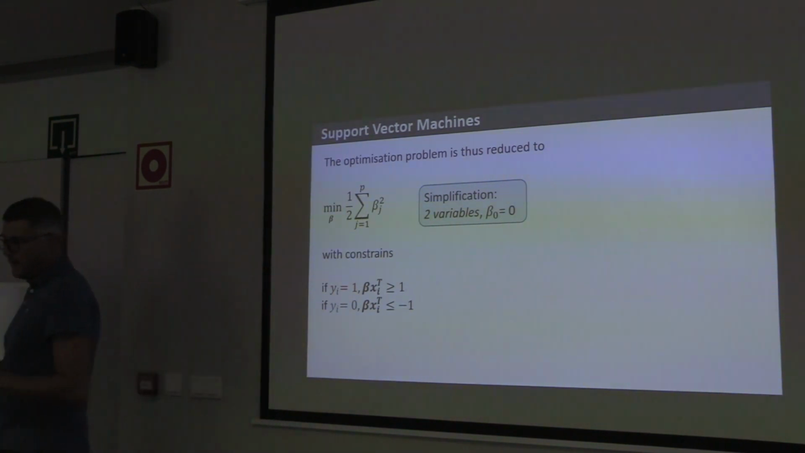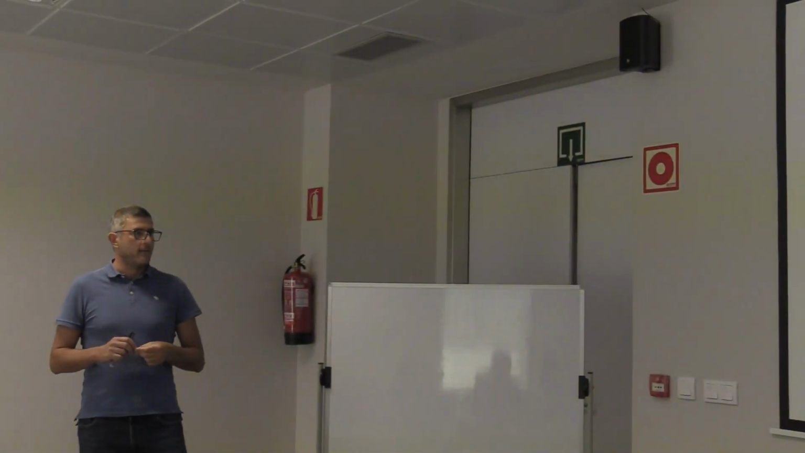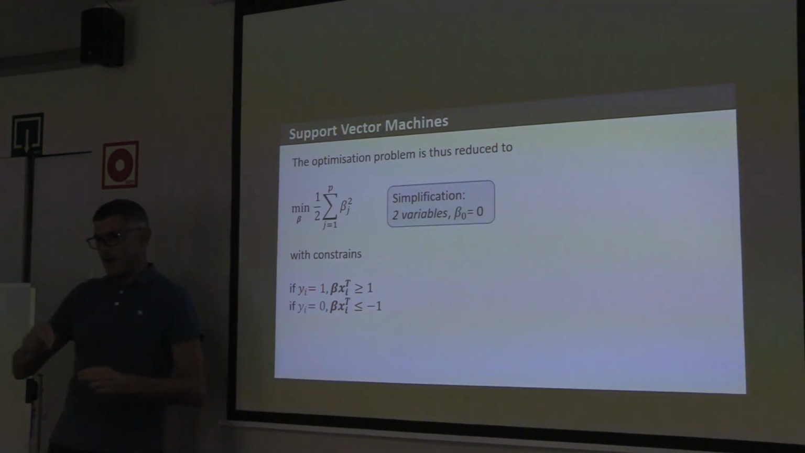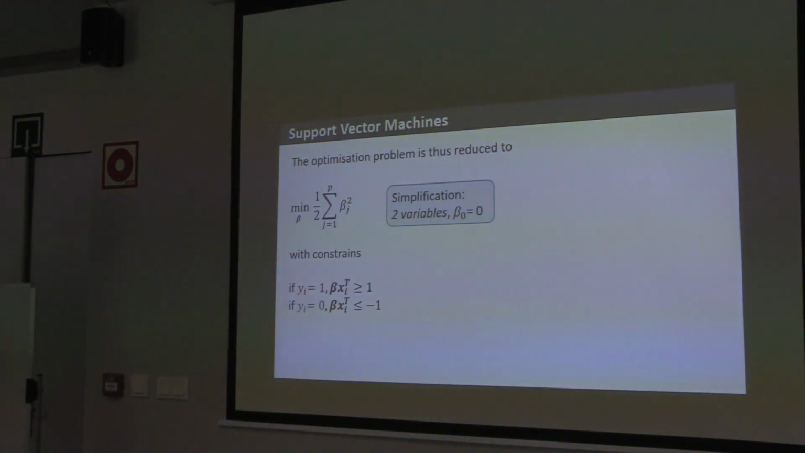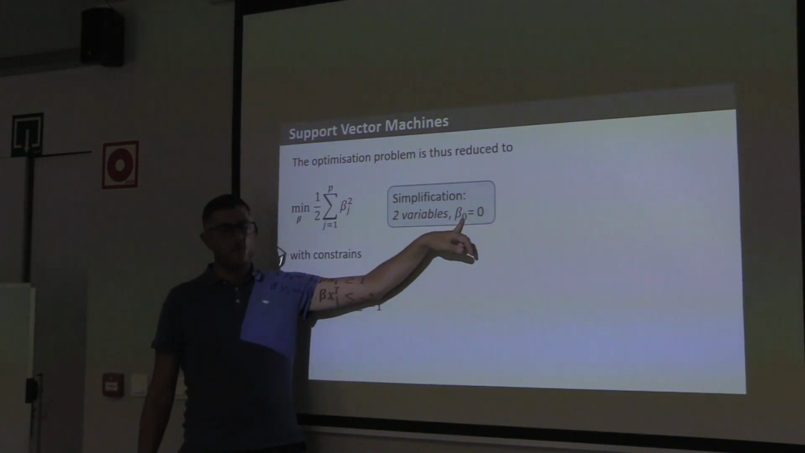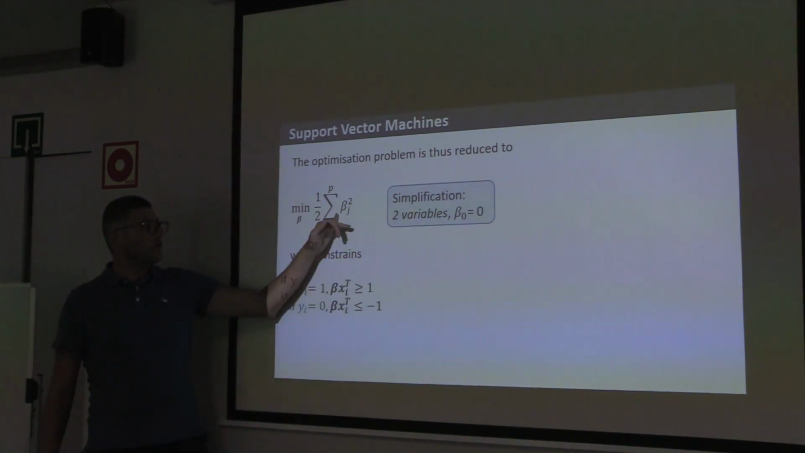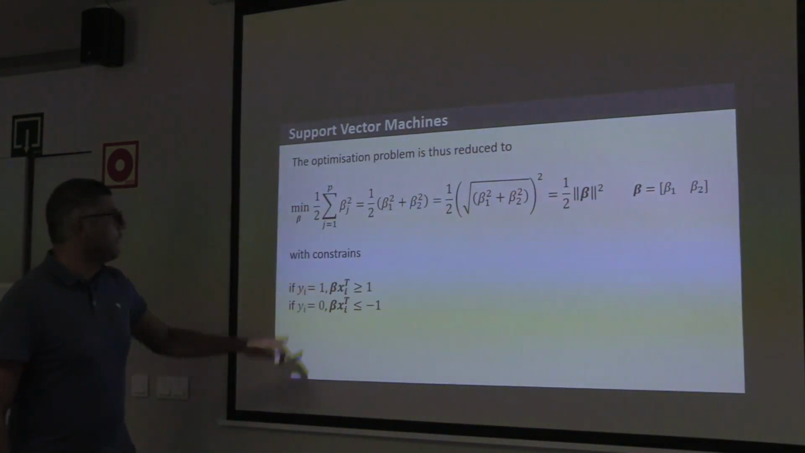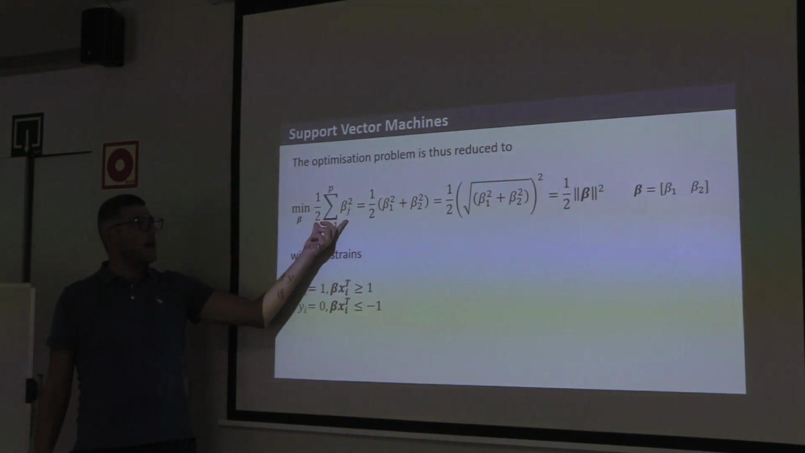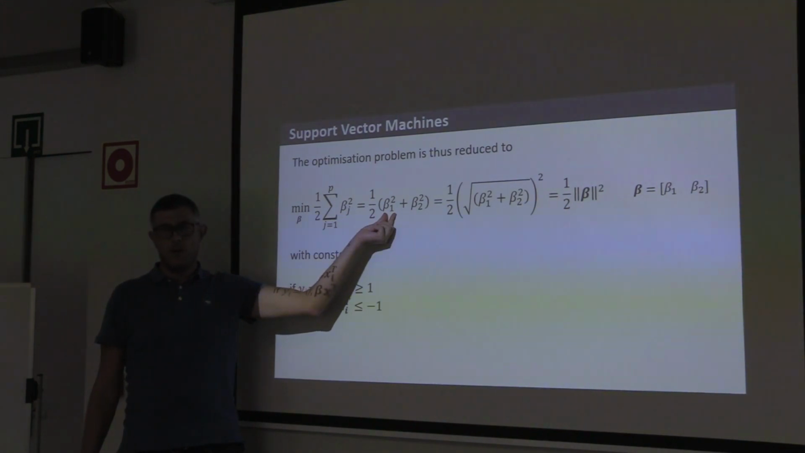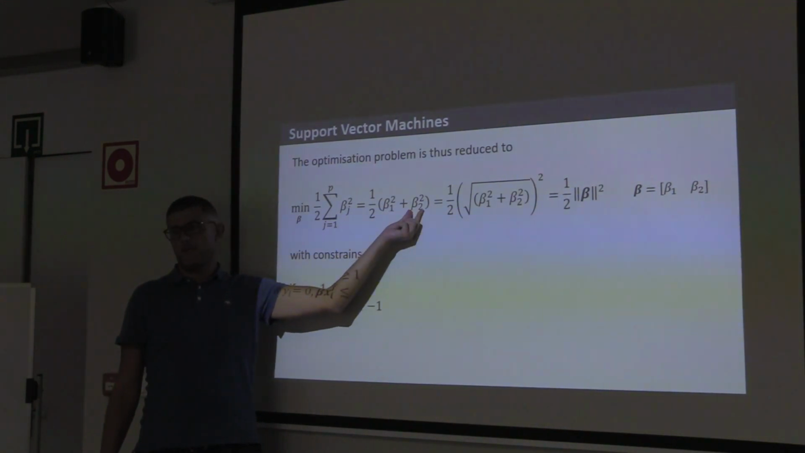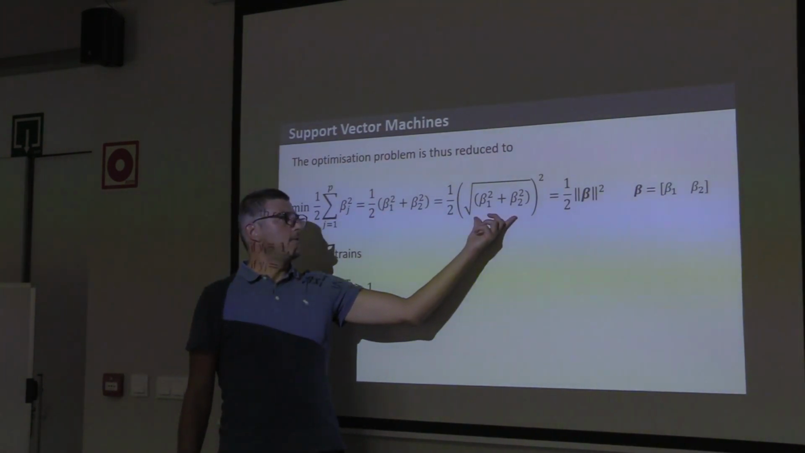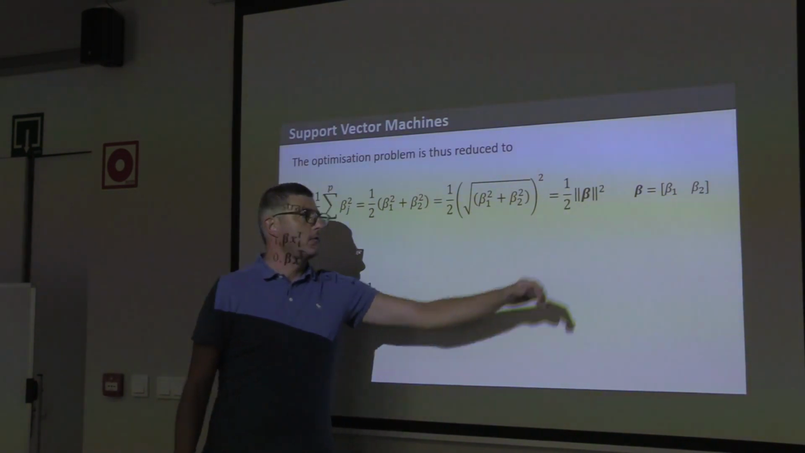Now let's play a bit and simplify things. Imagine we just have two variables, so we are in a two-dimensional space, and let's say that we impose that B0, the intercept, is equal to 0. We have to minimize the sum of the squares of the coefficients for the first variable and the second variable. And this is exactly this term, so we can write this as this expression here.